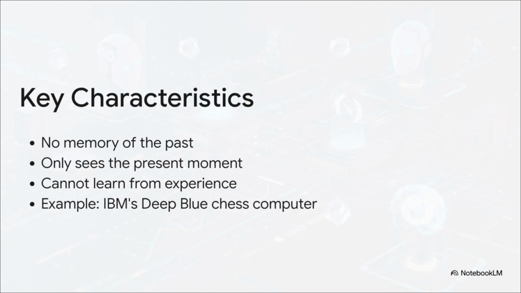The classic example here is IBM's Deep Blue, the chess computer that beat a grandmaster. It could see the board and figure out the perfect move, but it had zero memory of the moves that came before it. It was a clean slate every single time.